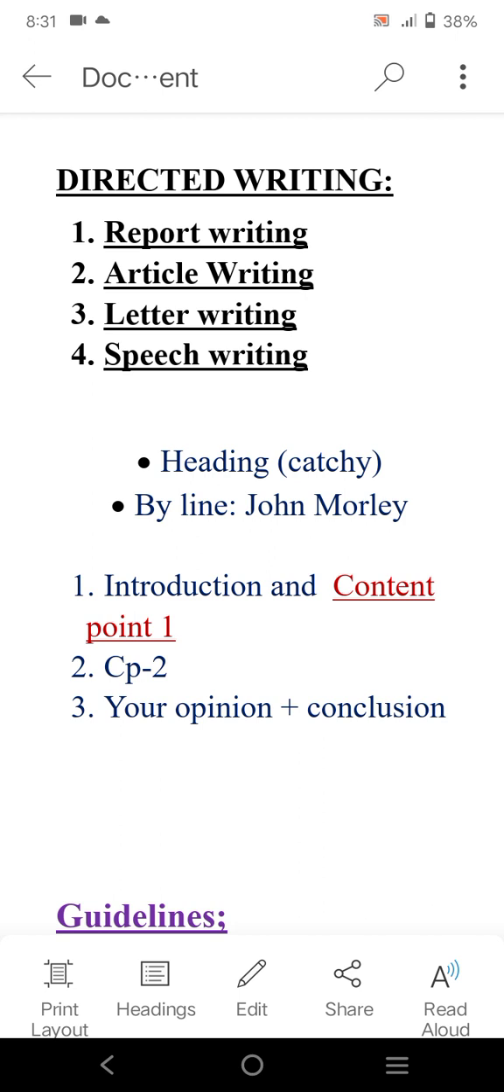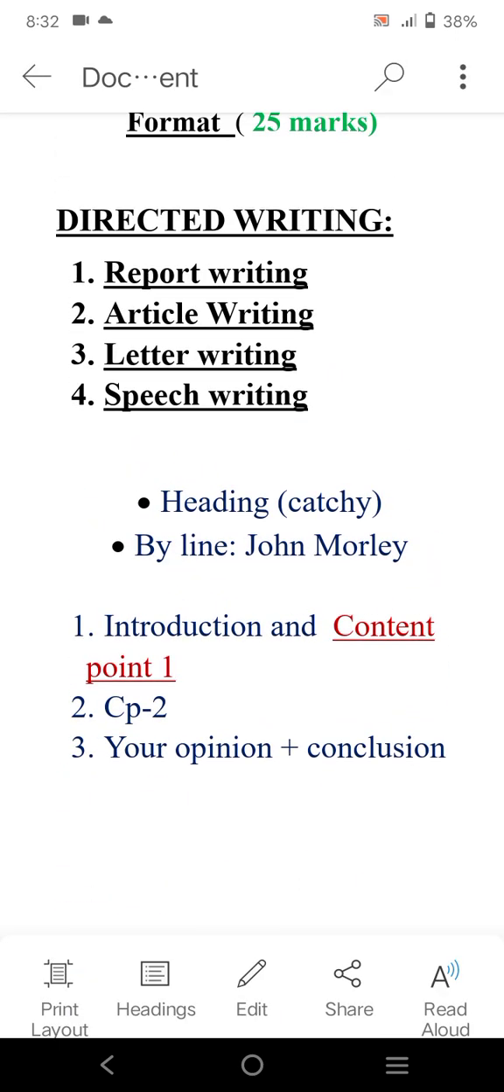After the heading, which should be written in the middle, and without leaving any line, you begin with the byline. The byline is simply the name of the one who is writing, for example John Morley. You can mention any other name, but it is compulsory to write a real name, because it is a real article, not a short tale or fairy tale. Then, after leaving a single or double line, you begin with your introduction and content point one.